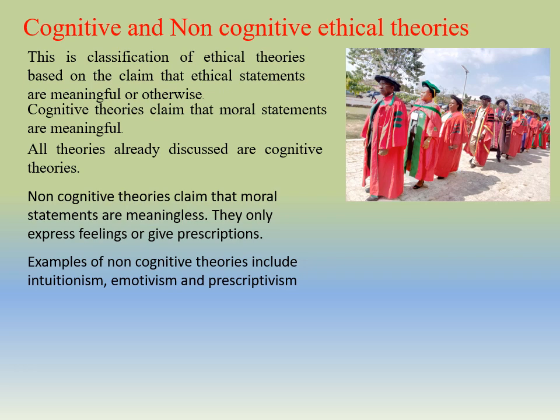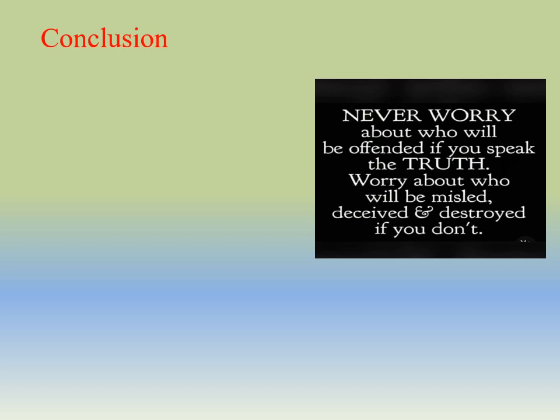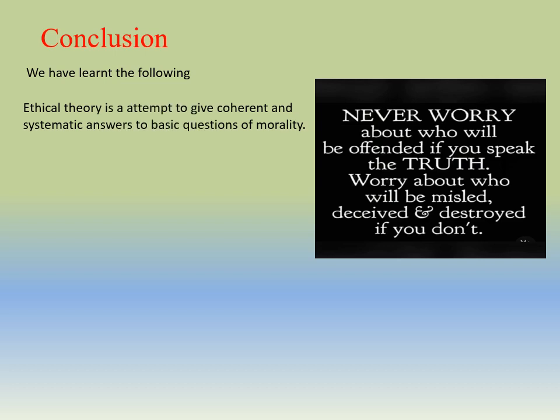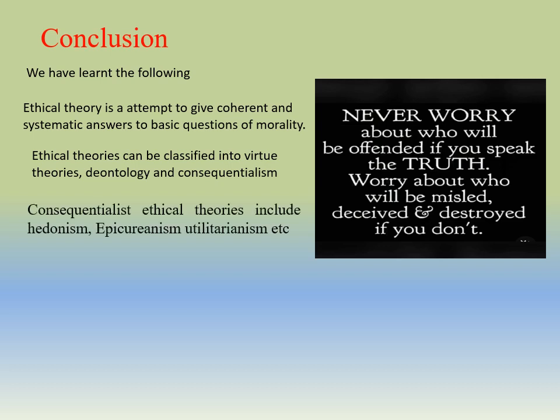In conclusion, in this class, we have learned the following. 1. That ethical theory is an attempt to give coherent and systematic answers to basic questions of morality. 2. Ethical theories can be classified into virtue theories, deontology, and consequentialism. 3. Ethical theories can also be classified into cognitive and non-cognitive theories. 4. Consequentialist theories include hedonism, Epicureanism, utilitarianism, etc. 5. Non-cognitive ethical theories claim that moral statements are meaningless and therefore cannot be said to be true or false.